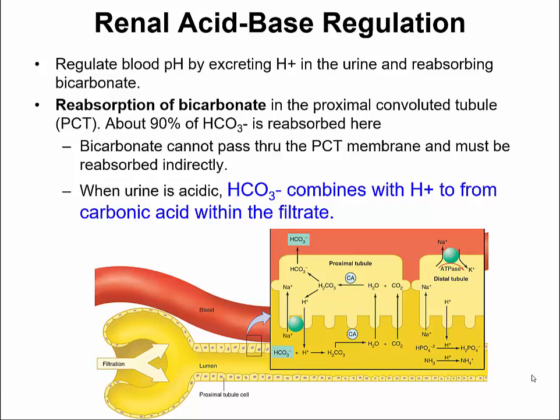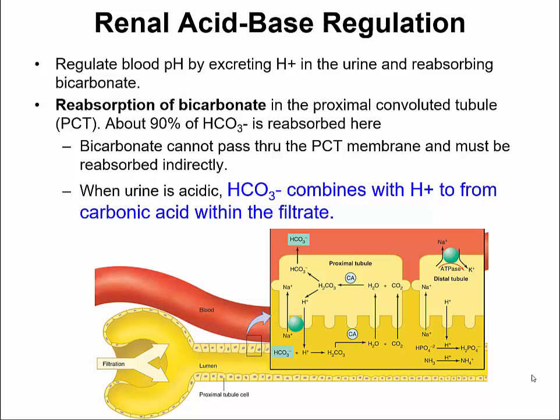So I'm going to go over just some of the basics on how the kidneys can regulate your pH, either by excreting hydrogen ions or absorbing hydrogen ions, or reabsorbing bicarbonate, or not reabsorbing bicarbonate, depending on what the pH is in the blood. So for example, if you have a blood pH that's really low, it's becoming more acidic, then your kidneys are going to want to reabsorb more bicarbonate to help balance out the acidity in your blood, to help balance out that pH.